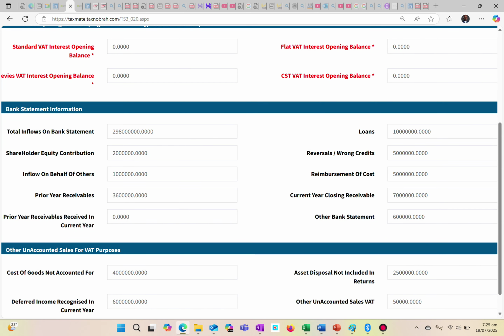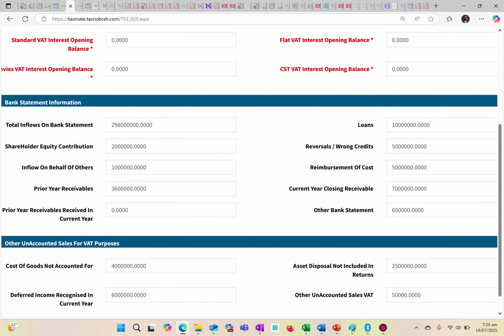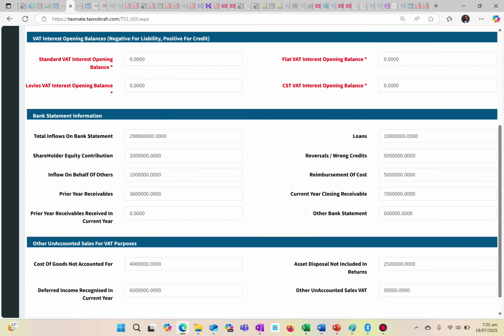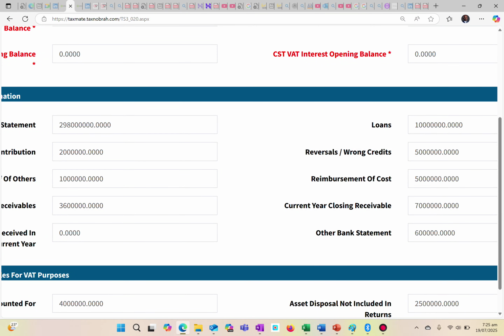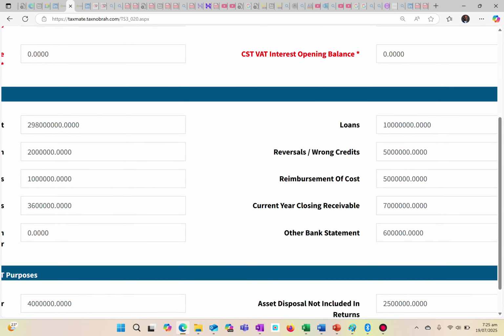So you have to provide reimbursable costs. So you made payment on behalf of others, and your partner has paid this back to you. You also need to provide that. Then current year closing receivables. At the end of the year, your receivables will serve as the opening receivable for the next year. So you also need to provide your current year closing receivable. And then you have the other credits which have not been described here, which are not income. You also need to provide those.